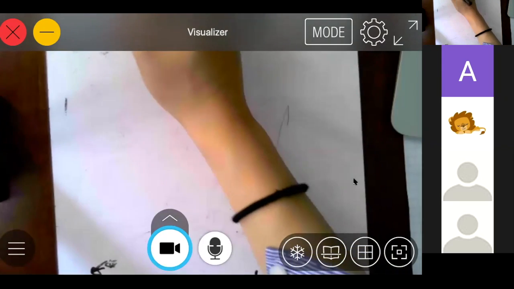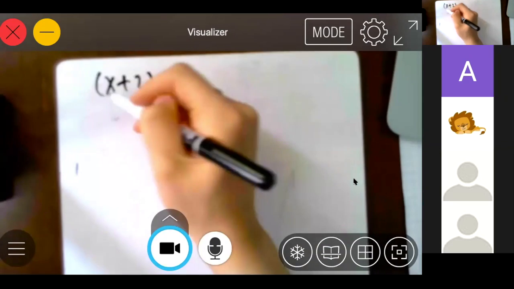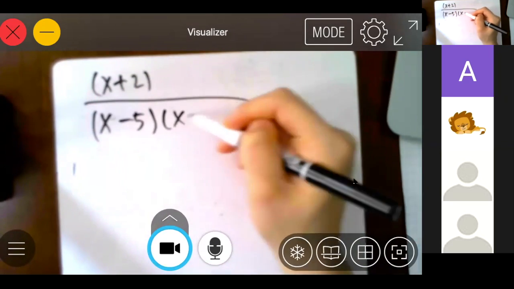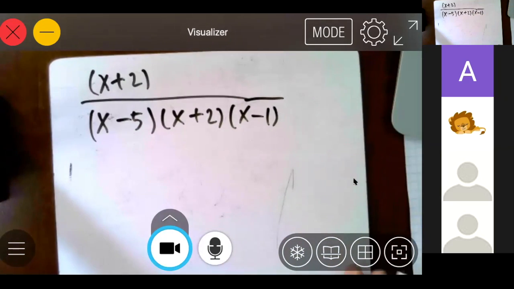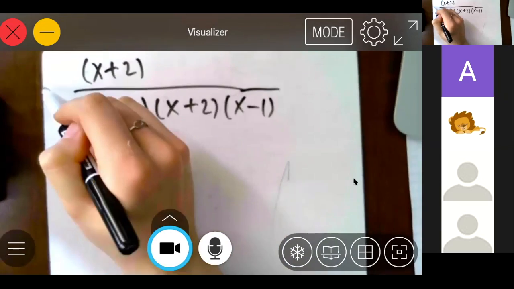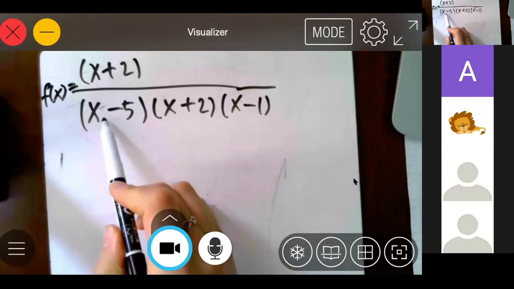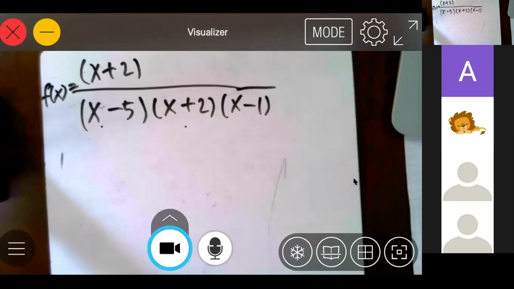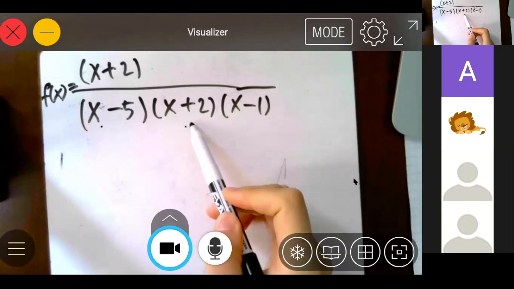Like x plus 2. I'm actually just making this up right now. This is your function. And where will be my vertical asymptotes? Okay, I have to figure that out. But before we figure that out, do you see how I have x plus 2 on the top and bottom?